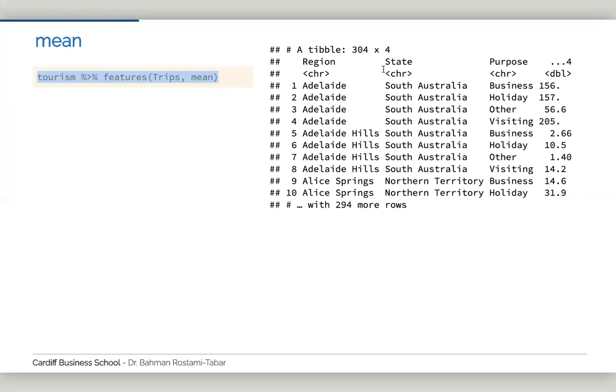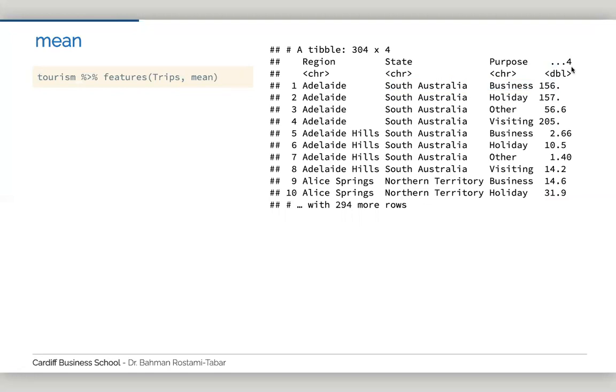So basically, for each combination of region, state, and purpose, if you remember, we have a time series. If I run this, it will automatically create a name, and here it puts the average of the time series that corresponds to this combination.